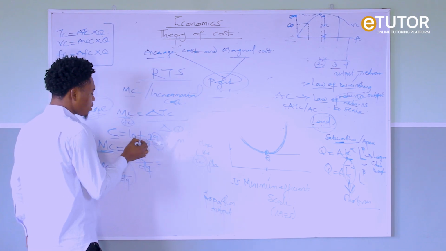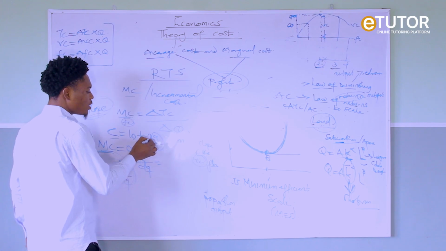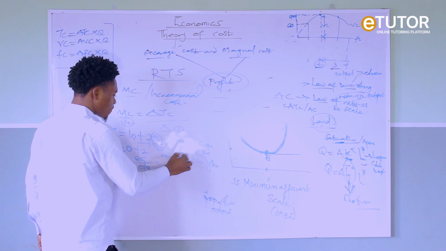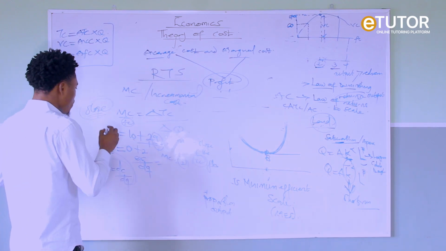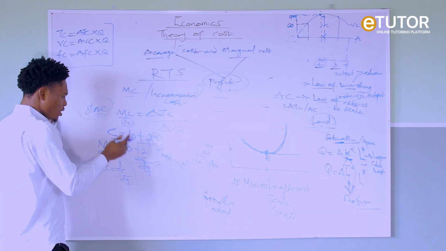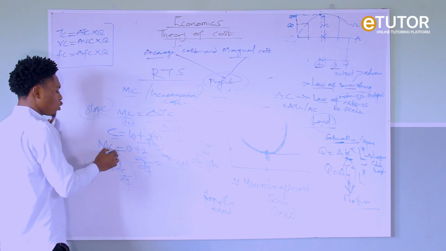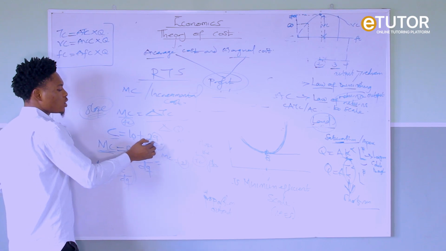So this is 0 plus 2q. When you have a linear function, derivative is the coefficient of the independent variable, which is 2. So plus 2. So our MC equals 2. Another thing is, apart from this normal condition I gave you, when you have a linear cost function, your MC is equal to the slope of the linear.